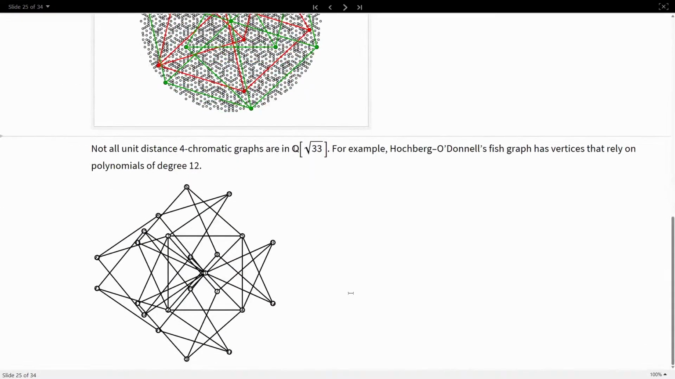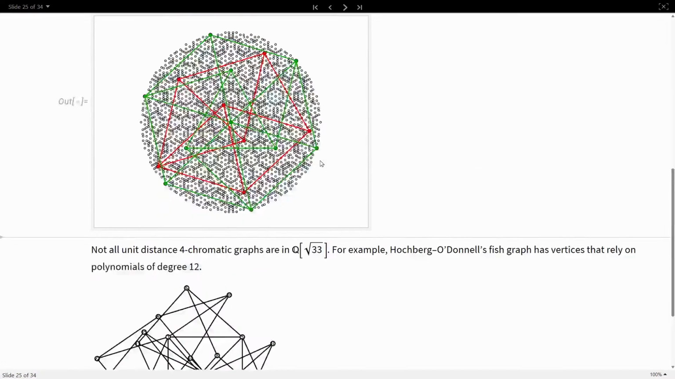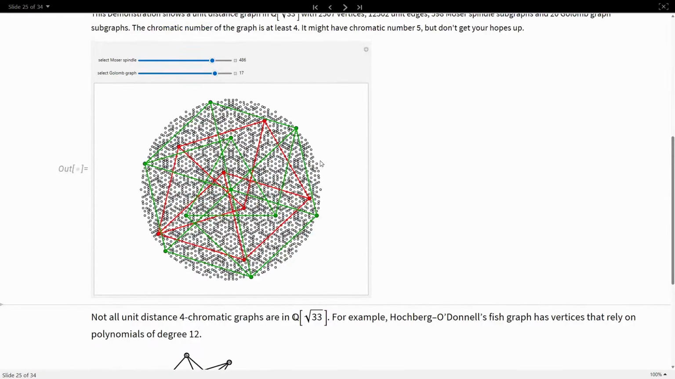However, it's not the case that unit distance graphs are always in this particular field. For example, this fish graph, also called the Hodfish after Hodgsburg O'Donnell, uses a different polynomial of degree 12. But a whole bunch of different unit distance graphs which required 4 colors were in this field. So I wanted to study that.